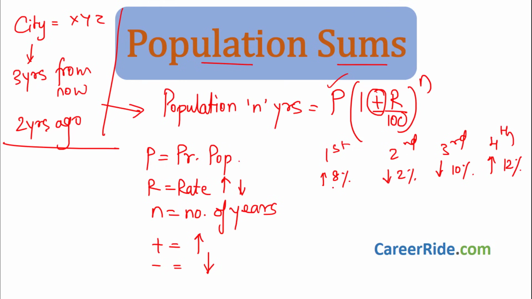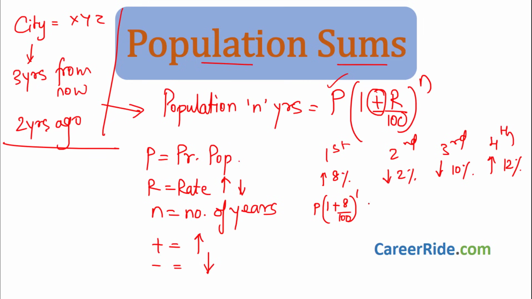What will you do over here? For each case, you will find out the population. So population after the first year, what will you write? You will write P1 since it is increasing, so plus sign, rate of interest is 8% divided by 100. And what will be the value of n? It will be 1 year. Why 1 year? Because it is increasing 8% only for 1 year.